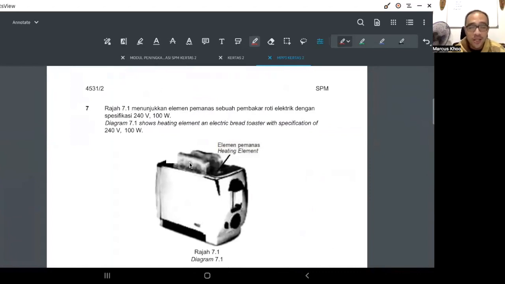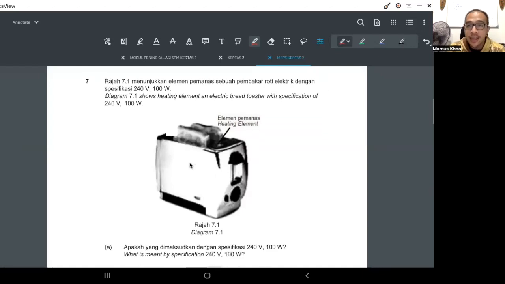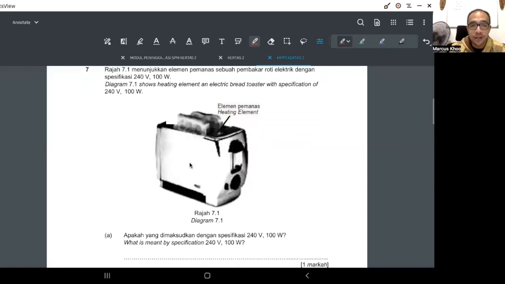Okay, diagram 7.1 shows a heating element and an electric bread toaster. Heating element again. So boring already, this question.